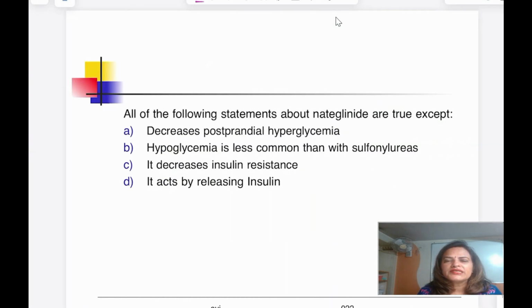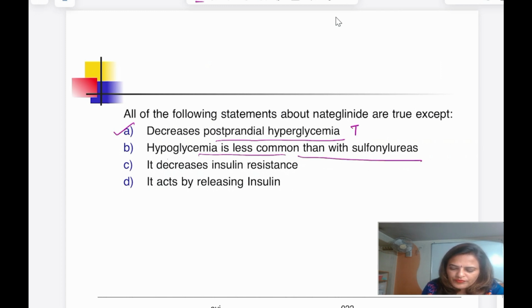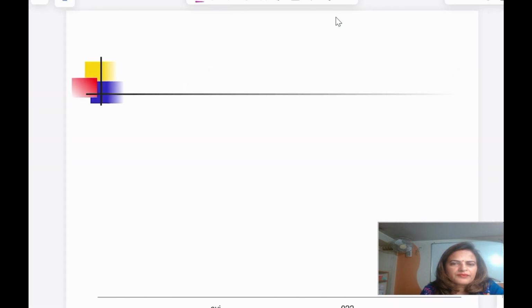Now, all of the following statements are true about nateglinide, except. This is a Miglitinide, an insulin secretagogue. It decreases postprandial hyperglycemia, yes; it is short acting, so we use it for that. Hypoglycemia is less common than with sulfonylurea, this is also true. It decreases insulin resistance? This group of drugs does not; they act by releasing insulin. So this is not true, and the correct choice is C.